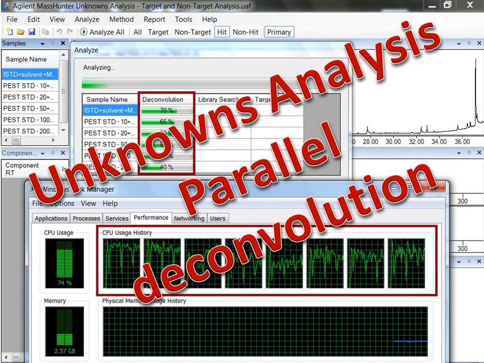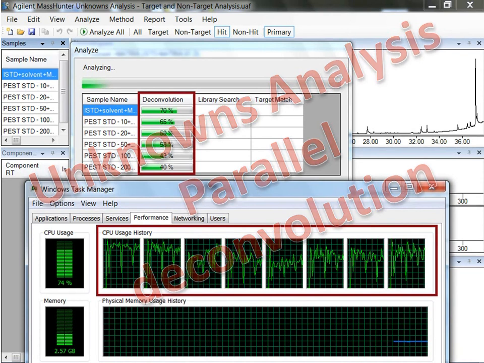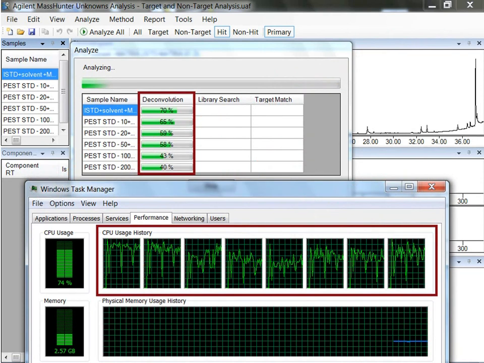A scenario that really fits with multitasking is unknowns analysis, which is contrasted to what I call the sequential nature of quantitation, which has steps where you have to build the calibration table before you do target final concentrations. But in unknowns analysis, you'll notice that the cores are all busy because deconvolution is running on each sample, as well as library search and then target matching. If you were to look at the task manager, you would see all the cores are busy, and that gives us about a 15% improvement in performance, significant.